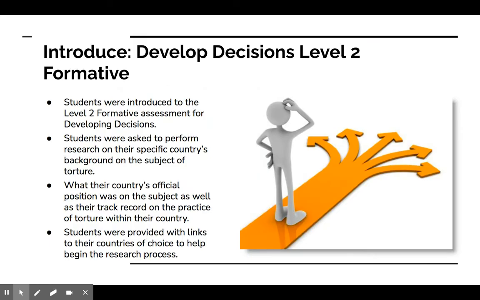At the beginning of the week, we introduced the Developed Decisions Level 2 formative. Students were asked to perform research on their specific country's background on the subject of torture, what their country's official position was on the subject, as well as the country's track record on the practice of torture. Students were provided links to their countries of choice to help begin the research process.